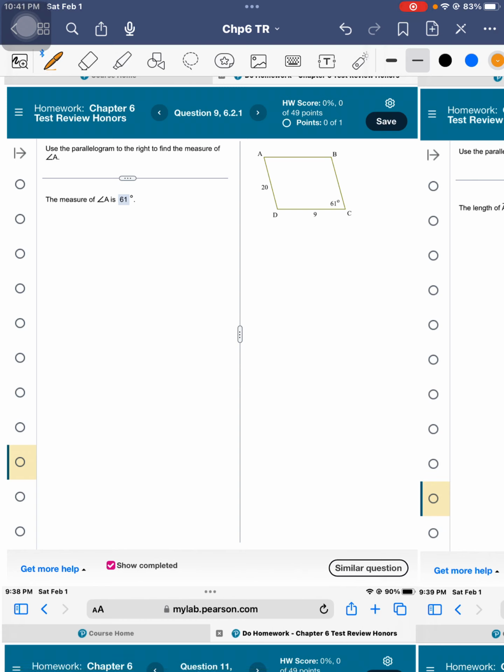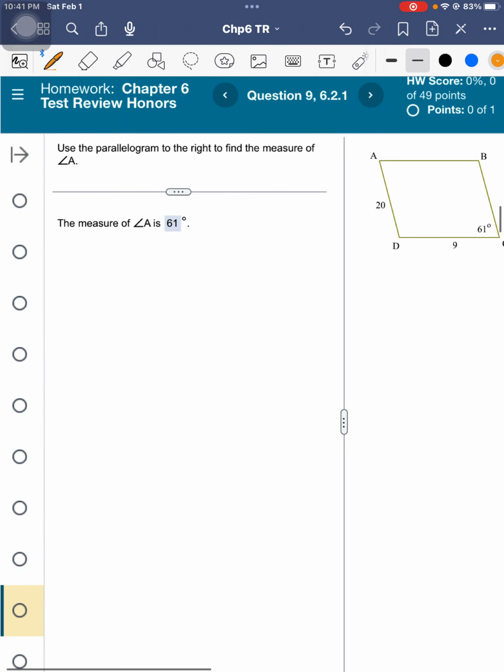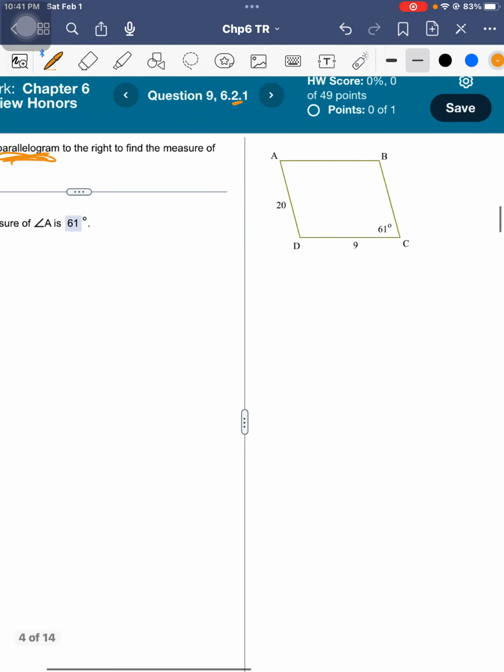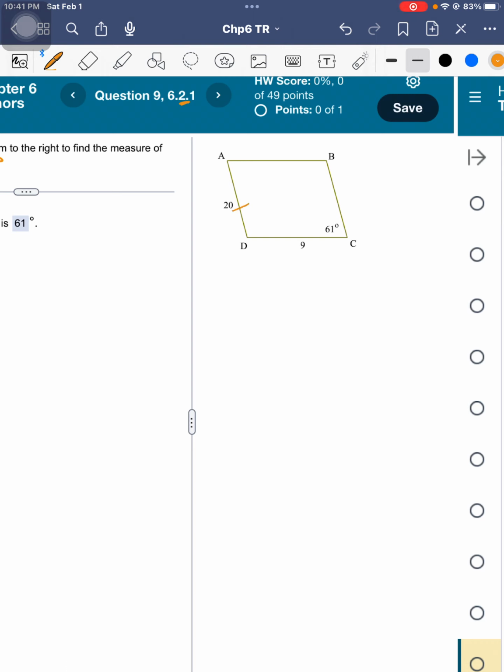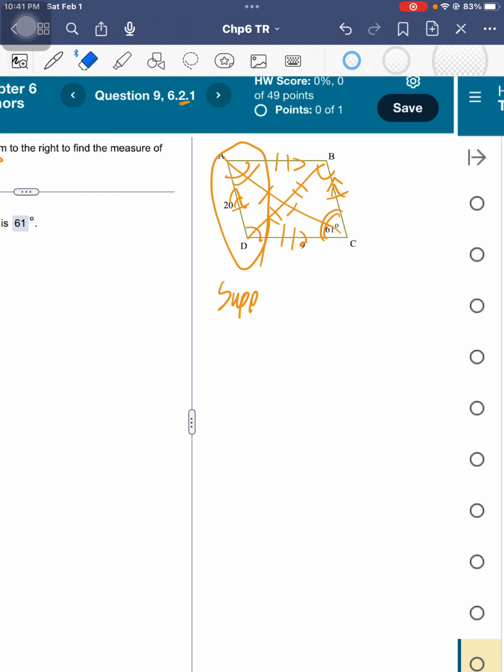So use the parallelogram to the right to find the measure of angle A. Okay, so this is very important because now look, we're getting into 6.2 now. We're talking about parallelograms. Parallelograms have 5 special properties, right? Opposite sides are congruent. Opposite sides are parallel. Opposite angles are congruent. Adjacent angles are supplementary. And the diagonals bisect each other. Okay, so I'm gonna erase that because it's gonna make our life a little complicated here.